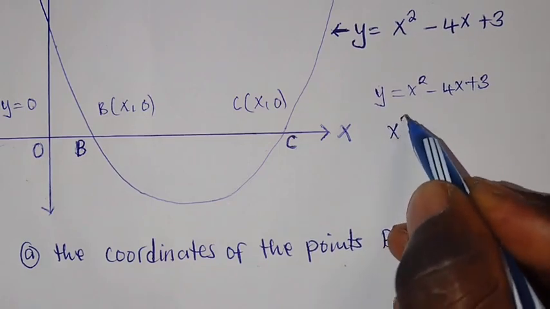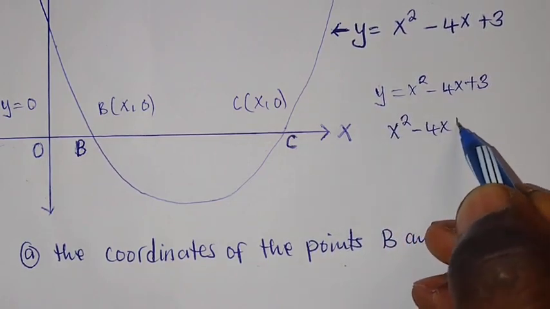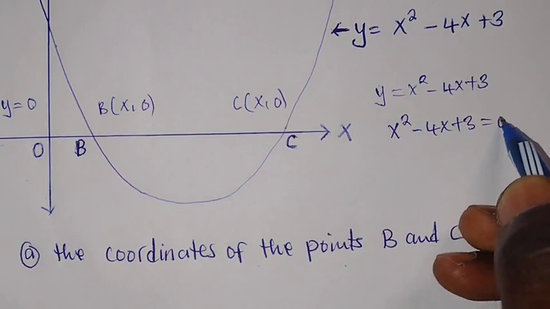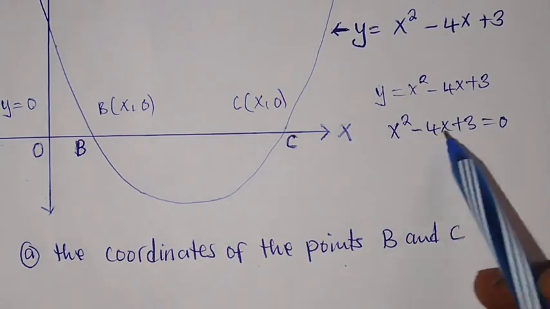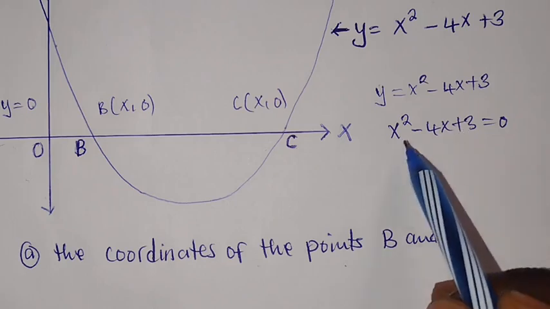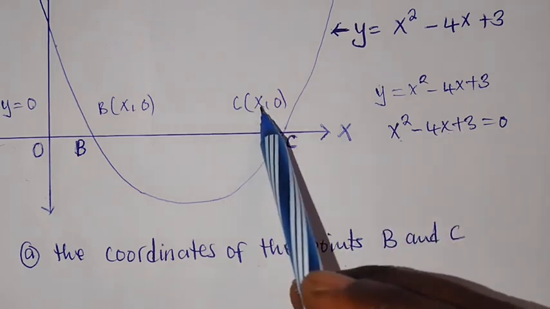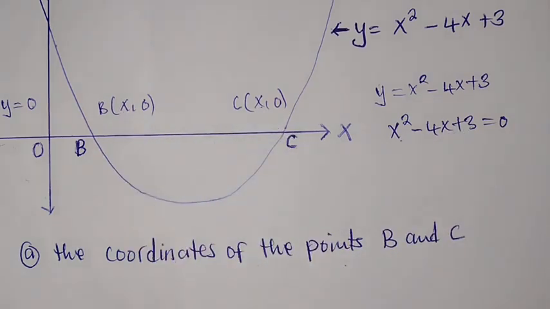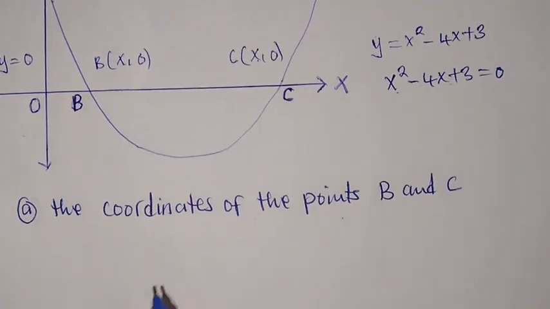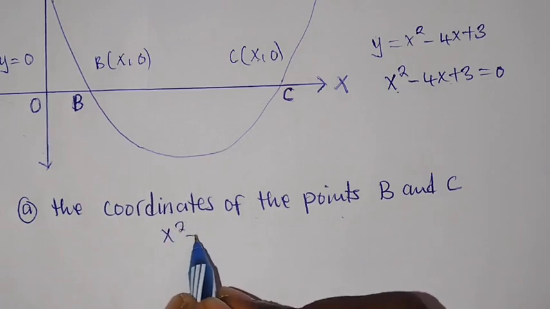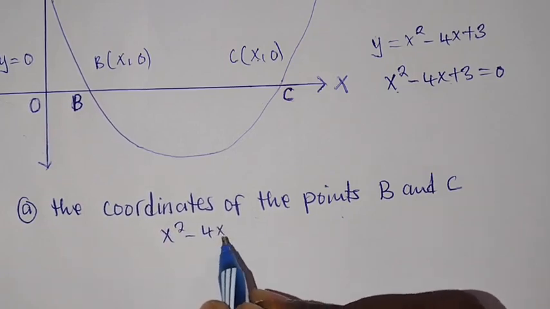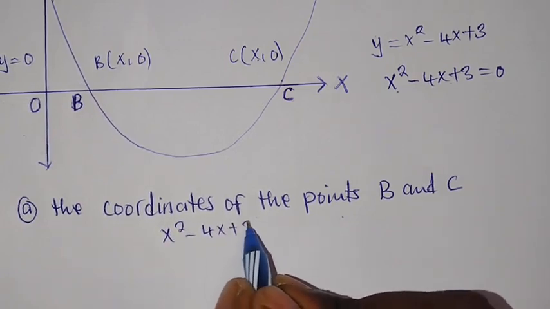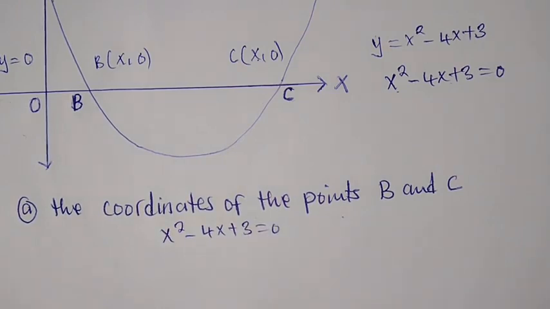So it's going to be x squared minus 4x plus 3 equals 0. We are going to use this quadratic equation now to find the values of x so that we can put them here and there. So how can we find the values of x? To find the values of x, we are going to factorize. Okay, we are going to solve. We can either use the factorization method or we can use the formula method.